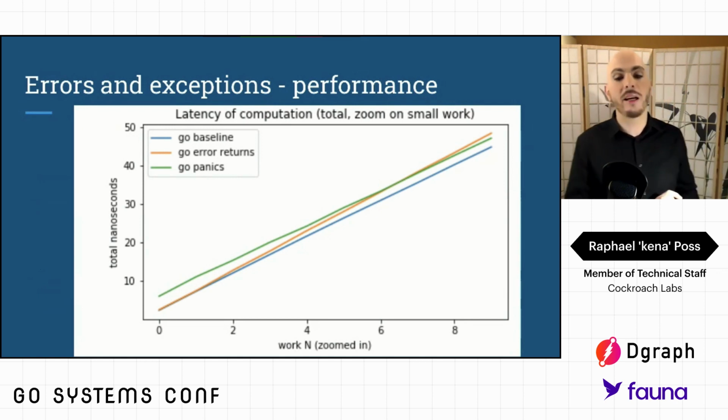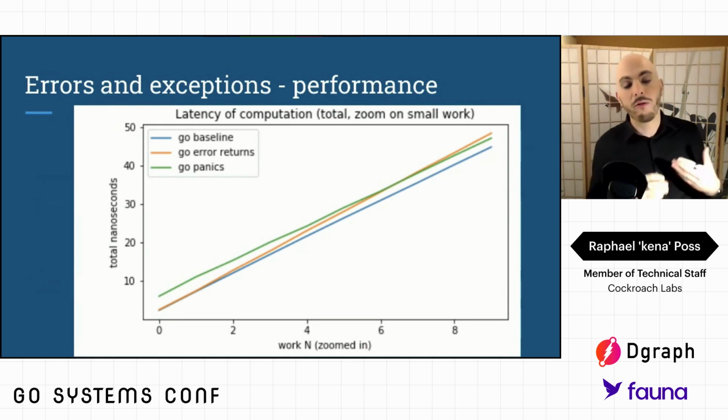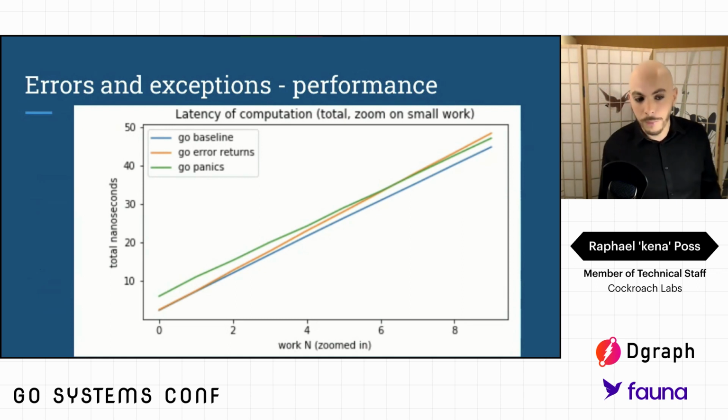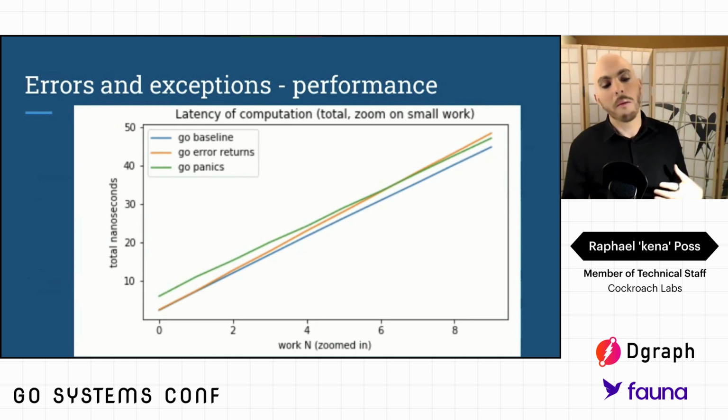And so what you see in this diagram, that's the main message with regards to performance, is that if you use exception handling, there is an initial cost in Go to set up an exception handler that is on the order of a few nanoseconds.